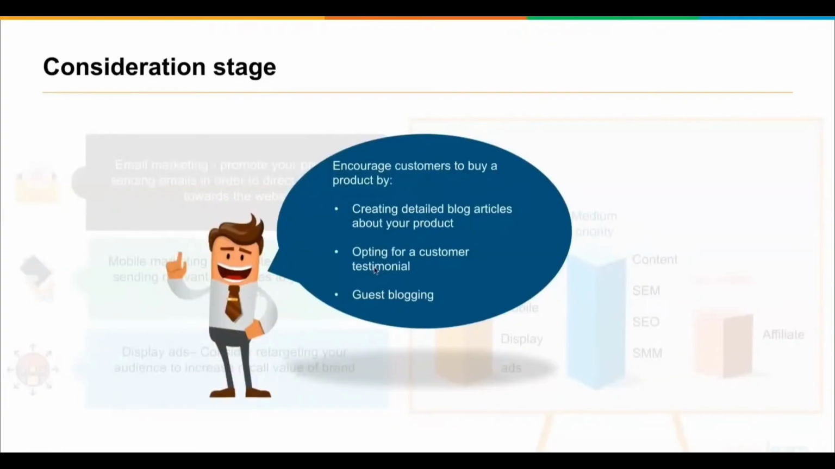Okay, we want to opt for a customer testimonial. That helps sway people, and add some guest blogging. We can have ambassadors blog on our behalf, or we can go out and blog on somebody else's site. So blogging works both ways. It's ways of showing yourself and telling people, hey, we know you're looking for this product. Here's why you want to choose us.